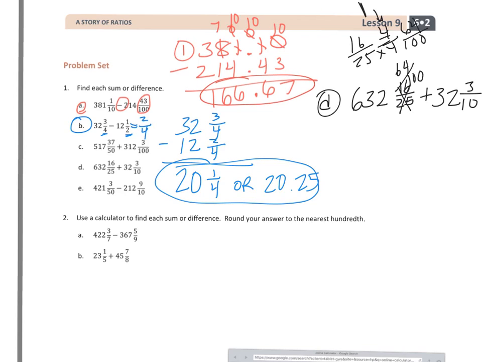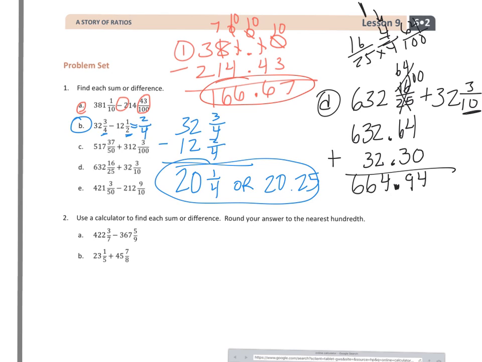So it looks like it's now 64 hundredths. And I have 3/10. So those immediately can go into decimals. 632 and, with my decimal point, 64 hundredths, plus 32 and 3/10. And I'm going to add a 0 for my placeholder, and I'm just going to start adding. And I bring my decimal straight down, and it looks like I'll get 664 and 94 hundredths, and that's D.